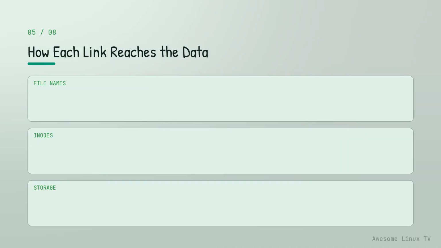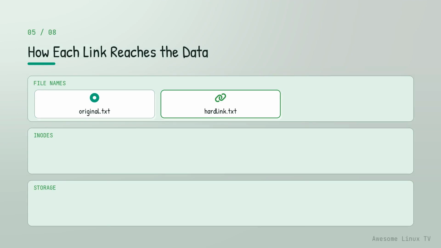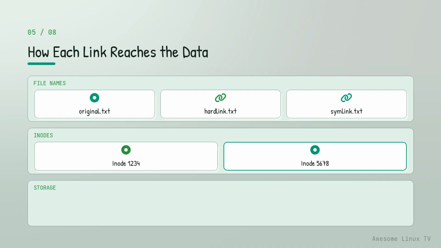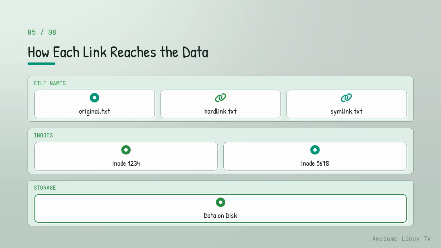Look at the three file names at the top. Both original.txt and hardlink.txt connect straight to the same inode. They share it as equals. The symlink sits on its own inode, which stores a path string instead of data. Follow that path, and you arrive at the same shared inode. All three names reach the same data, but a hard link gets there directly while a symlink takes a detour through a stored path.